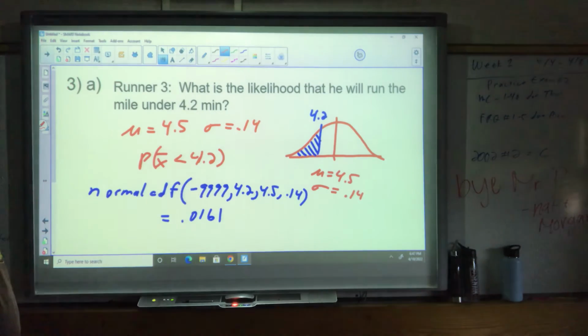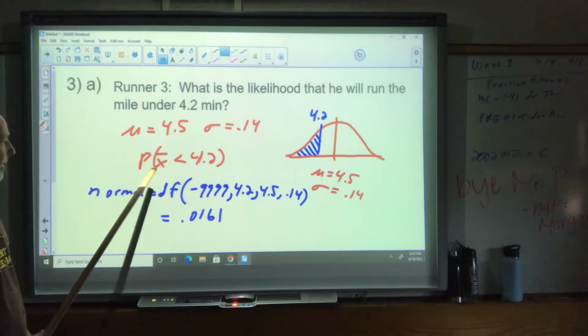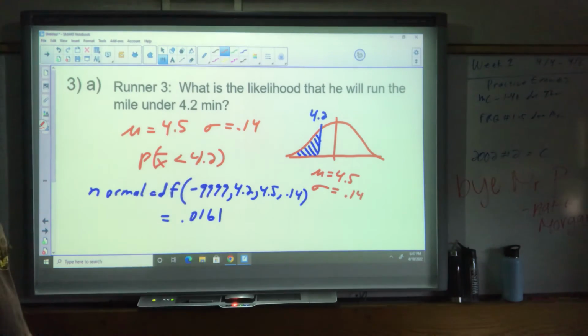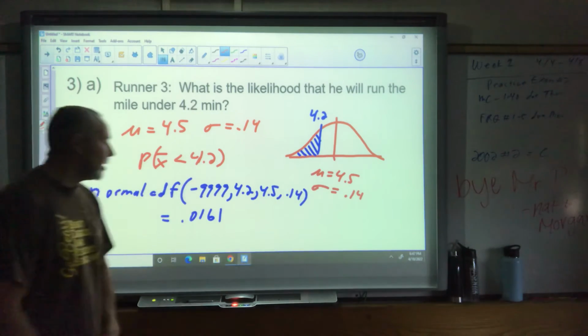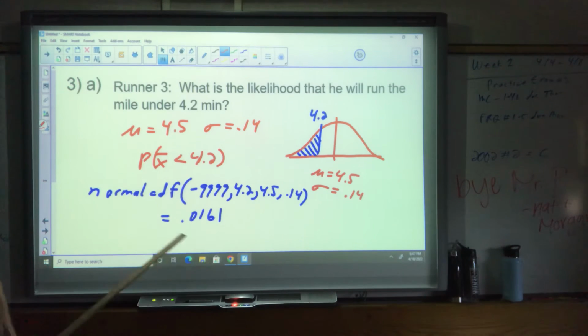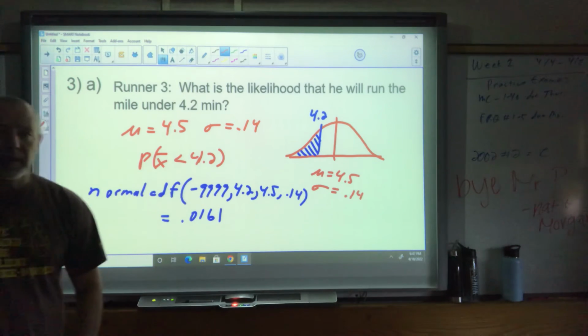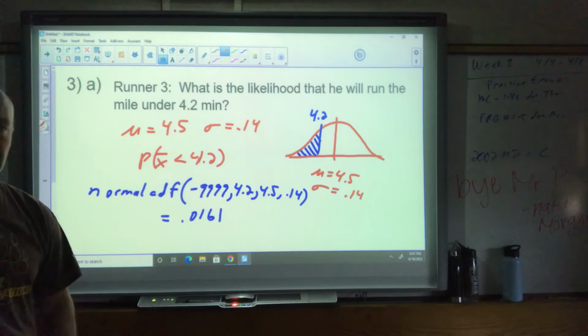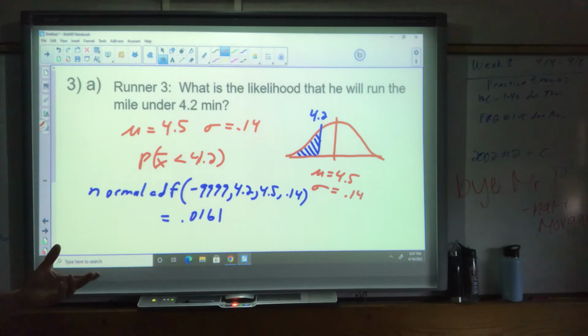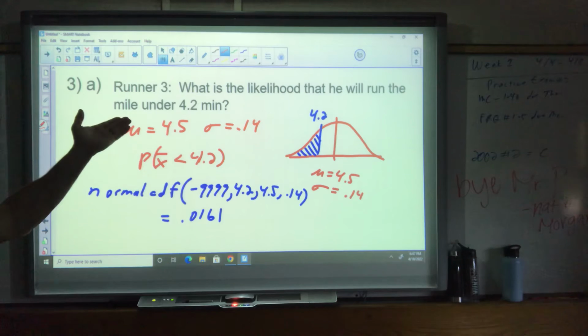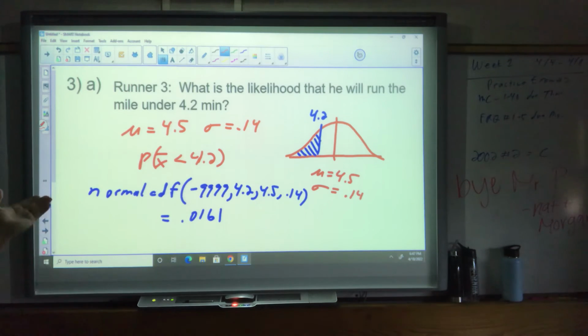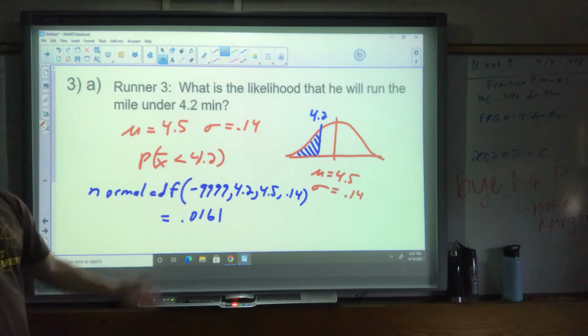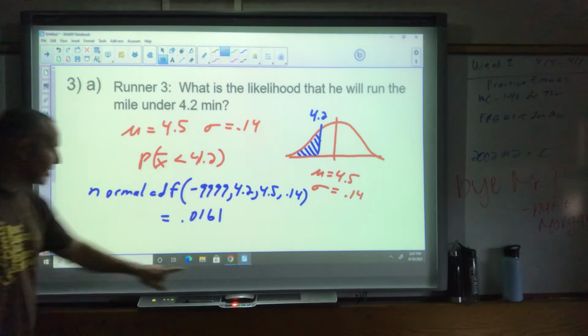Okay, runner 3 has a mean of 4.5, standard deviation of 1.14, and we're looking at the likelihood he'll run under 4.2 minutes. That is, the probability that our sample value will be less than 4.2. Here is my picture. Okay, and I'm just going to go normal CDF, and it's 0.0161. I believe they asked me if it would be likely, and I would say it is unlikely. Or if it asked me just what is the likelihood, then the likelihood that he will run the mile under 4.2 minutes is 0.0161. Let me go back and check our question.